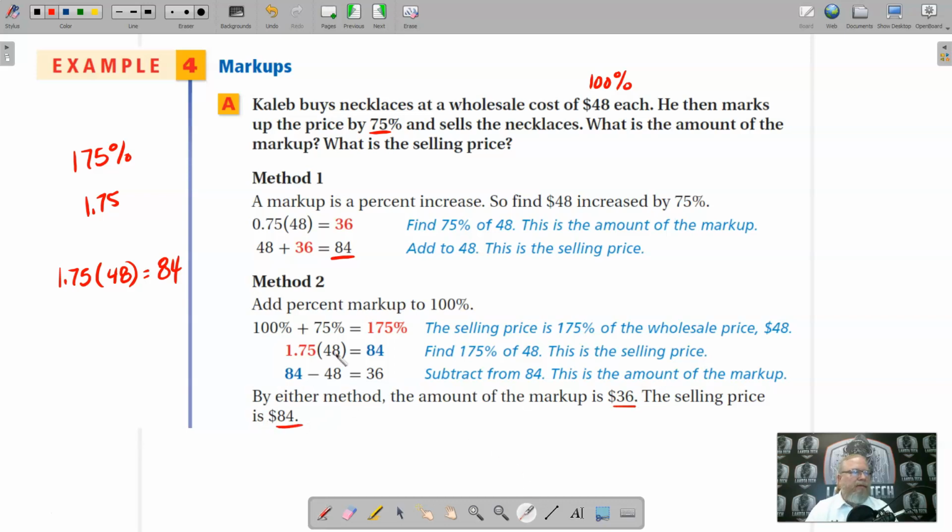Let's look at what they do with method 2, just to cover it. Add percent markup to 100. Oh, they're doing exactly what I just did, right? 100 plus 75% is 175. If you were watching this saying, hey, that's what they're doing in method 2. So indeed, 175% is 1.75 as a decimal, and 1.75 times 48 is 84. Now what they did here is they figured out the markup. Again, I don't understand why they're solving for the original price in method 1 whenever the first question they asked was, what is the markup? So either way.